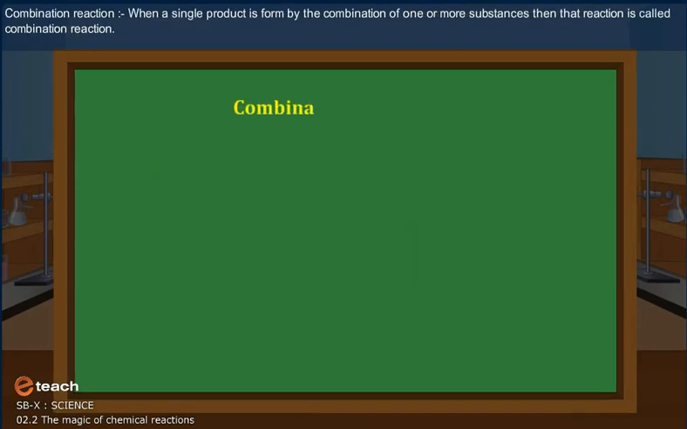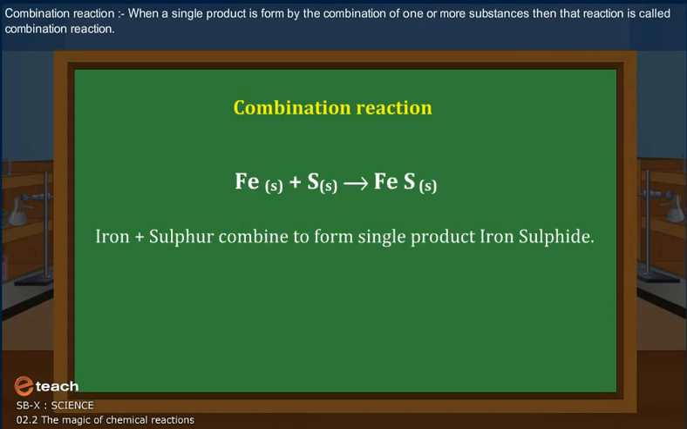Combination reaction. When a single product is formed by the combination of one or more substances, then that reaction is called combination reaction.